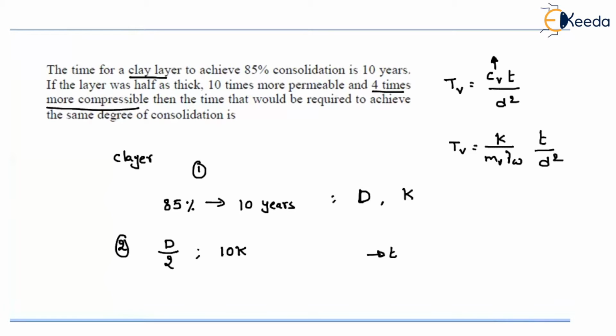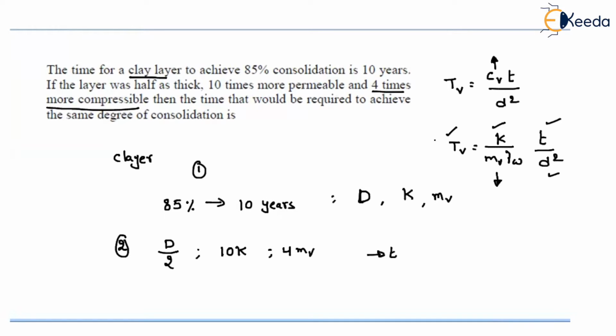So what parameters are required here? They require the same consolidation. If consolidation is the same, your time factor is constant. So what are the variables? Your gamma W is constant. They have mentioned the permeability, they have mentioned the drainage path, and they need the time required. And what about the other parameter? We can call it the volume compressibility. So that is what they have mentioned here. If the compressibility is MV, then in this case it is nothing but 4 into MV.